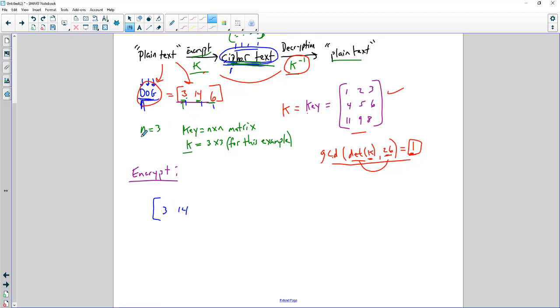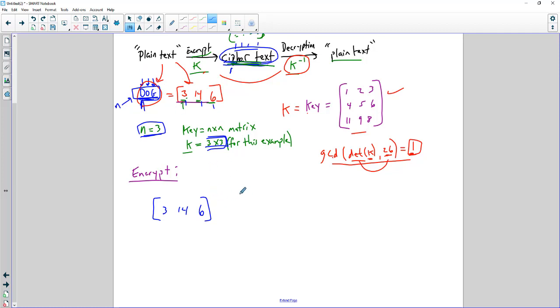So here's the deal. N is the number I chose, which gives me a 3x3 matrix. Your block, this is called the block, needs to be of size n. So this is a block of letters, okay? So this is going to be 3, 14, and 6. That's the size of my block. If I were to say n is 4, I would need a 4x4 matrix, and guess what? I could have a block of 4. But that's not what I'm going to do.